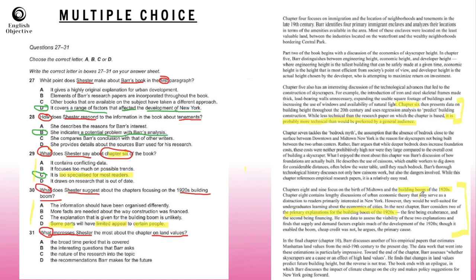Okay, so that may serve as a distraction to readers primarily interested in New York, and also they say they would be well suited for undergraduates learning about the economics of cities. So I think that's basically it. Because some parts are not interesting. For example, chapter 8 is not interesting for readers interested in just New York. And also, they would be well suited for undergraduates learning about economics.